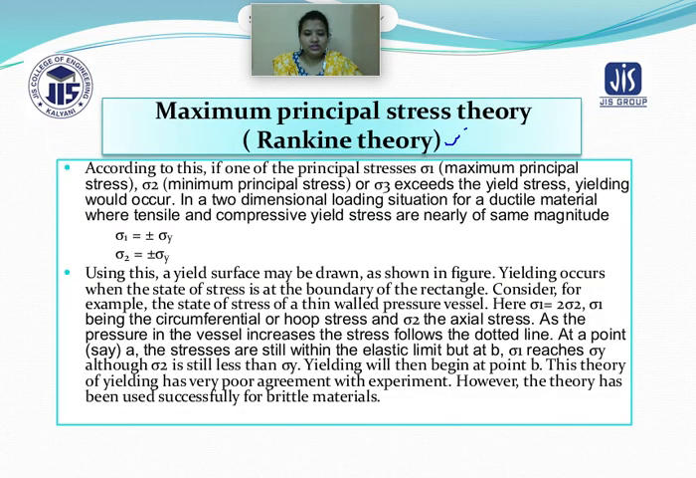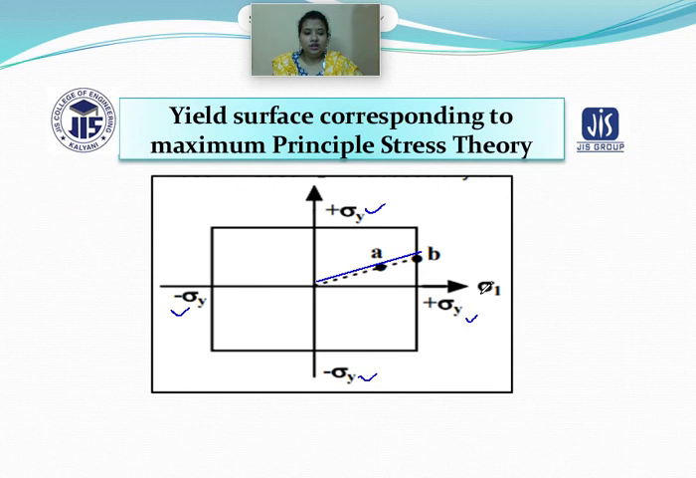So I was telling that if I consider a point, suppose A, the stresses are still within the elastic limit. But if I consider B, the maximum principal stress reaches sigma y, although sigma 2 is still less than sigma y. If you look at this figure, sigma 1 is getting increased, but sigma 2 is still below sigma y. So the yield surface corresponding to the maximum principal stress has been shown here in this particular figure.